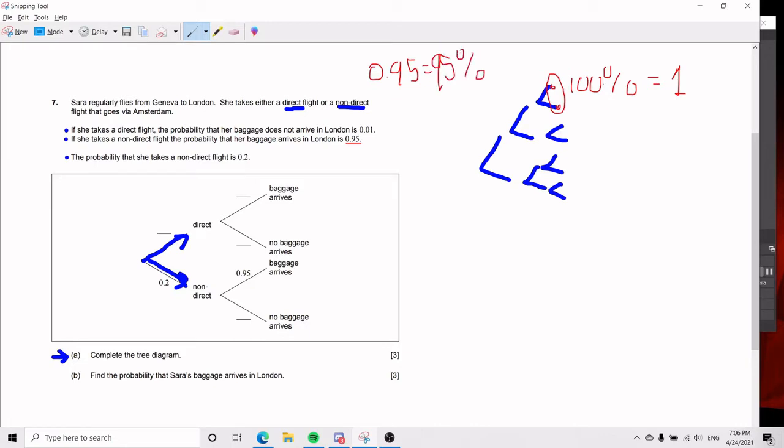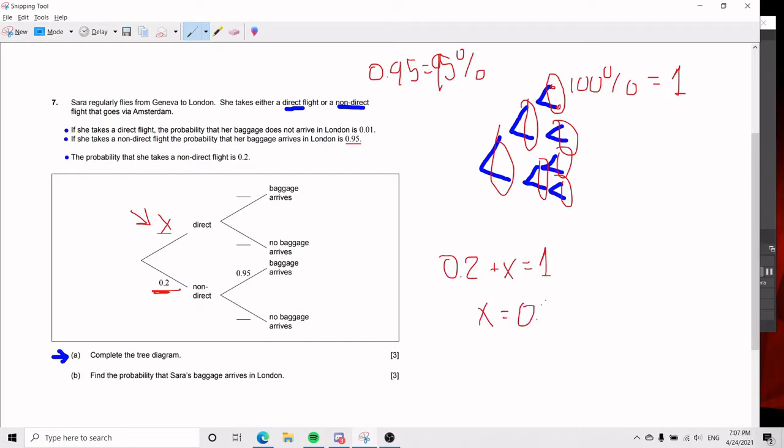And that includes this set of nodes, that set, this set, and even this set. All of these have to add up to 1. Just looking at the tree diagram in the beginning, if here I have 0.2, then I know that here has to be something that adds up to 1. So if I put x here, I'm going to have that 0.2 plus x equals 1. And doing a little bit of math, I end up with x being equal to 0.8.